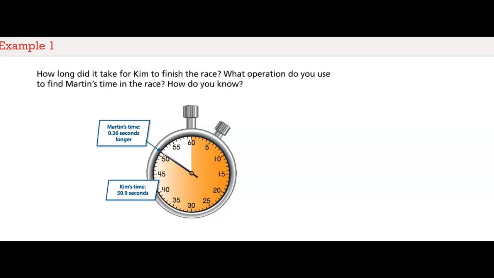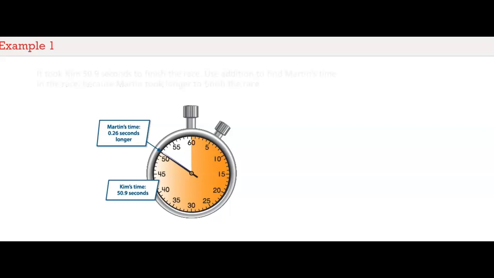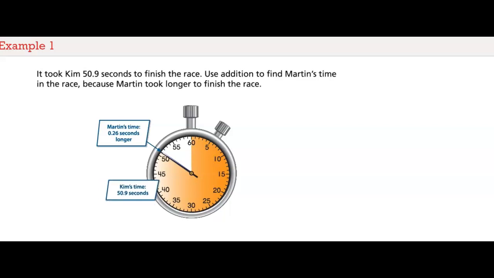How long did it take for Kim to finish the race? What operation do you use to find Martin's time in the race? How do you know? It took Kim 50 and 9/10 seconds to finish the race. Use addition to find Martin's time in the race because Martin took longer to finish the race.